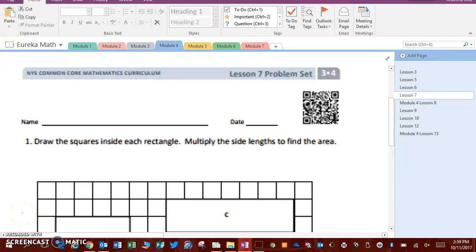This is the last lesson of this small little unit, okay? So make sure you're on lesson 7 problem set. Number 1 says to draw the squares inside each rectangle. Multiply the side lengths to find the area.